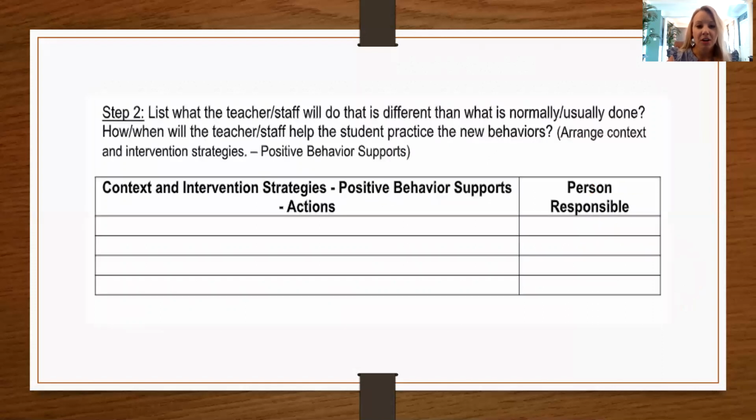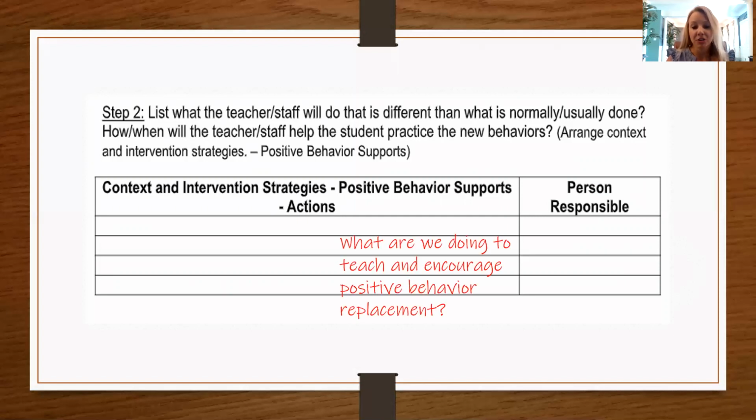So then we're going to talk about what we're going to do that's beyond the scope of what's typically done for students. So what are teachers and staff doing to help the student learn and encourage that positive behavior replacement? So those may be things like verbal reminders, social stories. It may be modeling the behavior for them, kind of acting that out, having them model the appropriate behavior. It just really depends on what the behavior is. And then we list the responsible person. So who's going to be working on that? It may be the classroom teacher, the special education teacher, or a combination thereof.